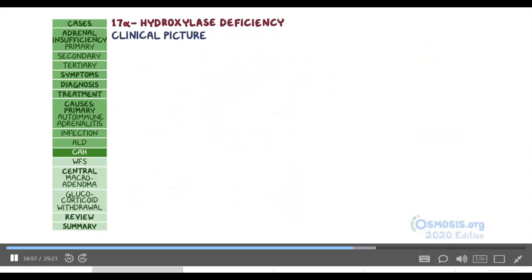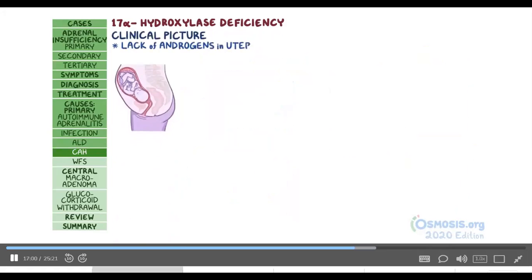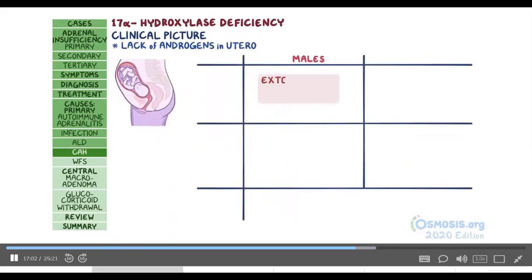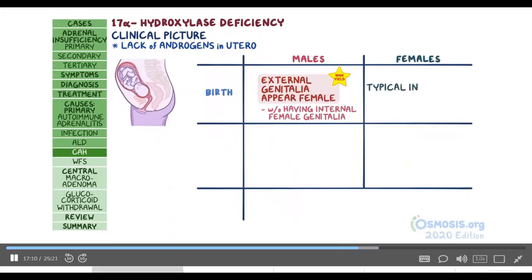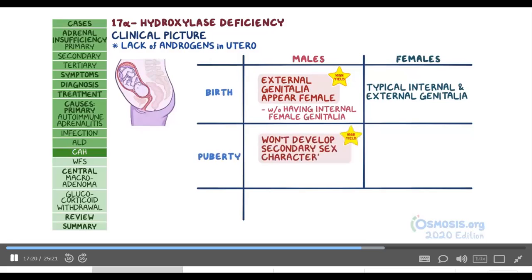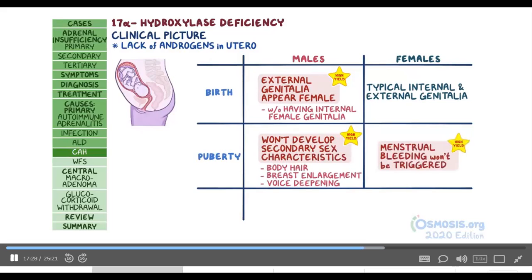The clinical picture here is dominated by the lack of androgens in utero. This means males will have external genitalia that appear female at birth, without having any internal female genitalia, whereas females will have the typical internal and external female genitalia. Then, at puberty, due to low levels of sex hormones, male individuals won't develop secondary sex characteristics like body hair, breast enlargement, and voice deepening. Additionally, menstrual bleeding won't be triggered in females. Individuals might also experience symptoms suggestive of mineralocorticoid overproduction.